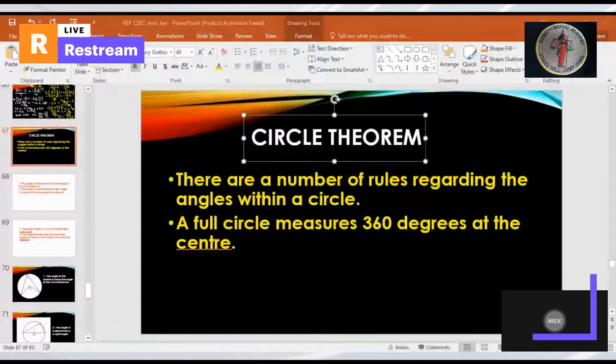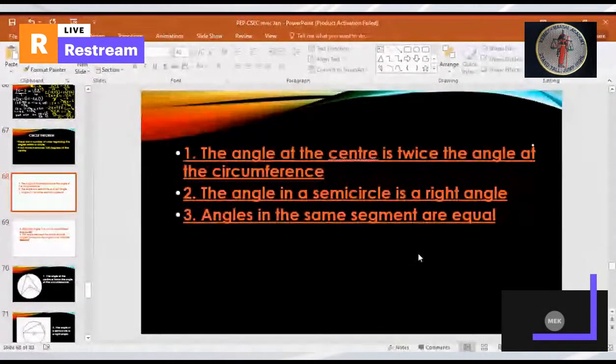Here are 5 of the circle theorems, and the first one says the angle at the center of the circle is twice the angle at the circumference.